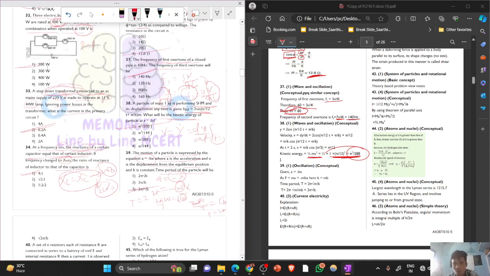Here it is wrongly mentioned, because you know omega now, and omega is 2 pi by T, because omega square is b.